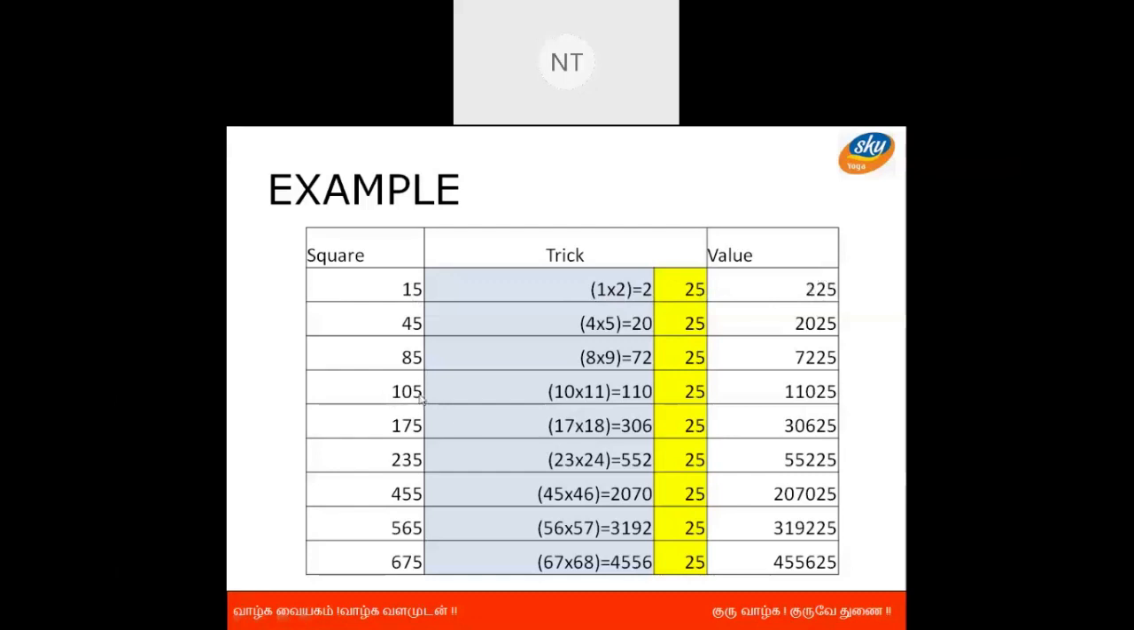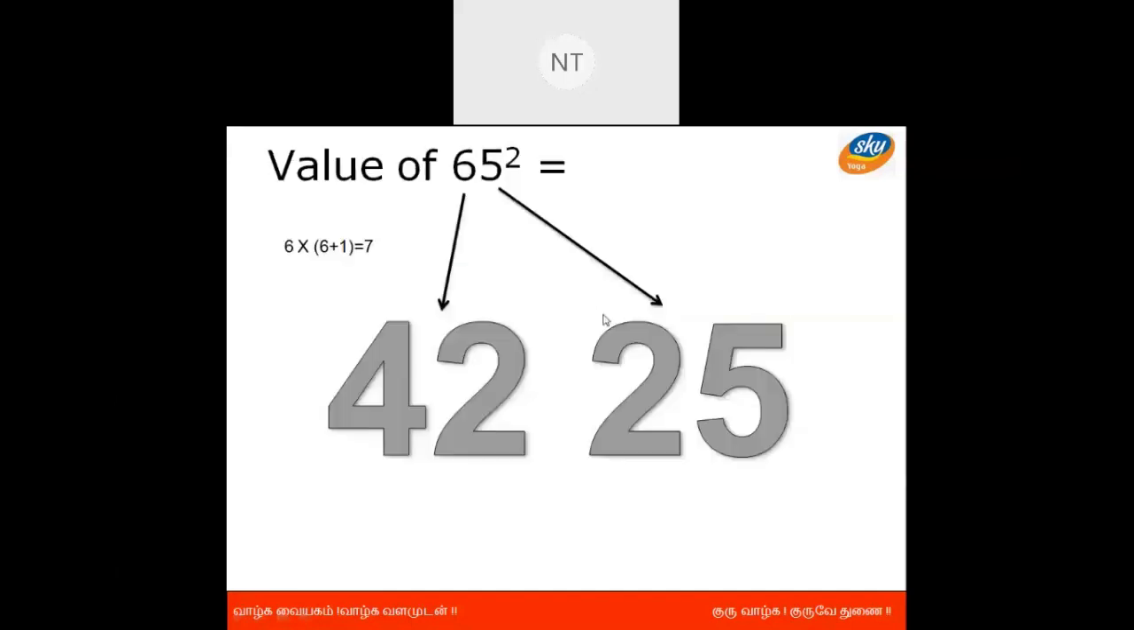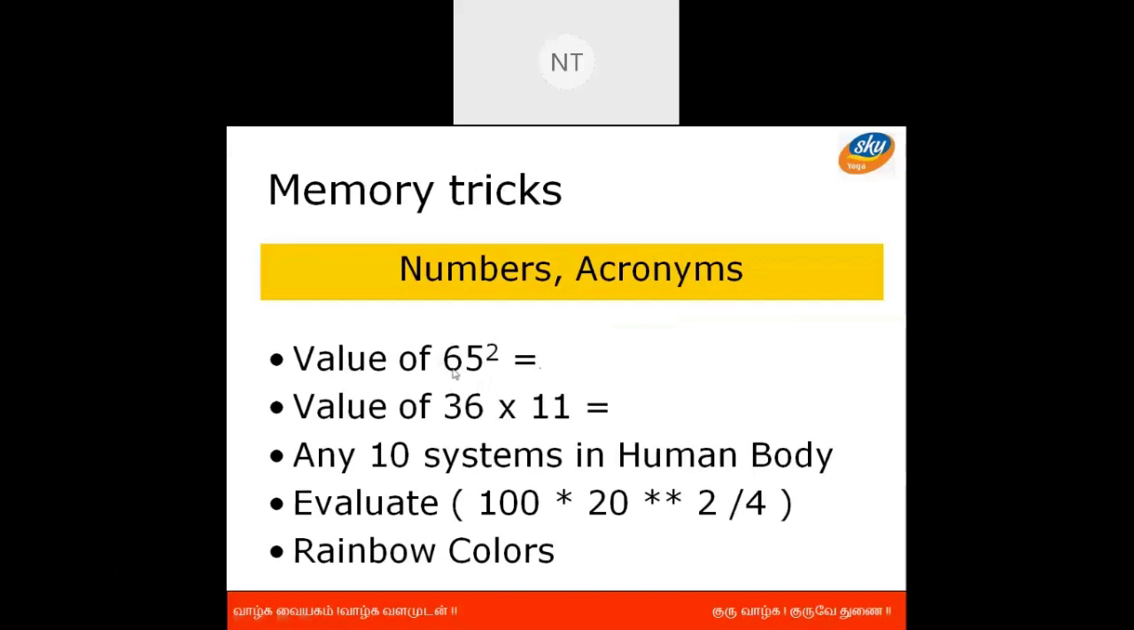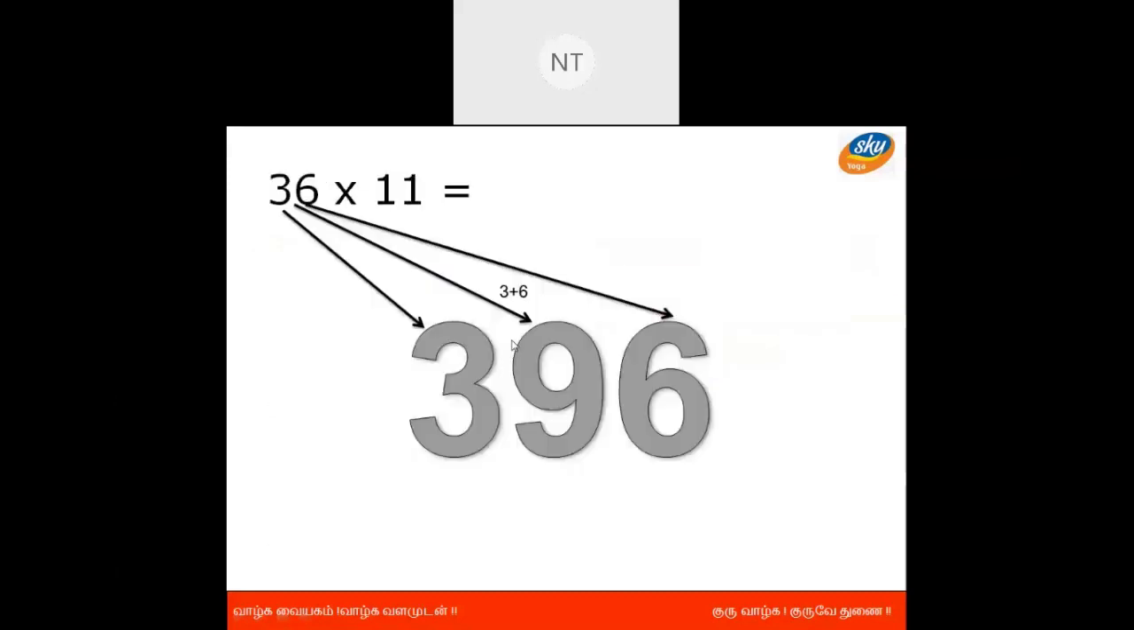If you take 105, as I told you, the 5 is common, that is 25. The 10 and the next number is 11. So 10 into 11, which is easy to multiply, is 110. If you combine together 110 and 25, that is 11025. So this is the way you can get the square of any number ending with 5. Now let's look into the second one.